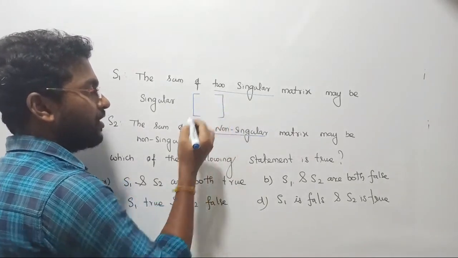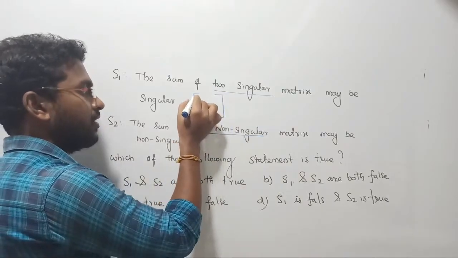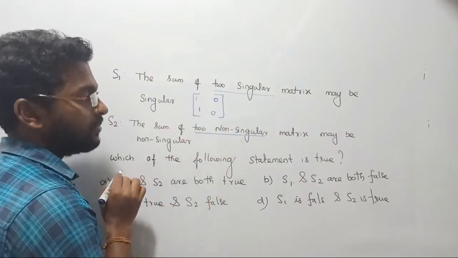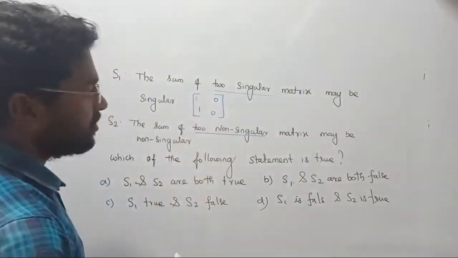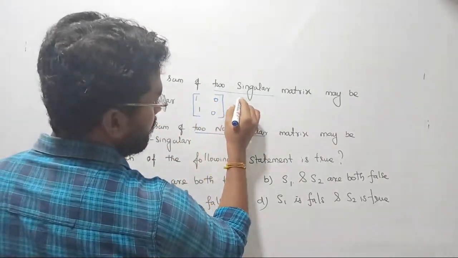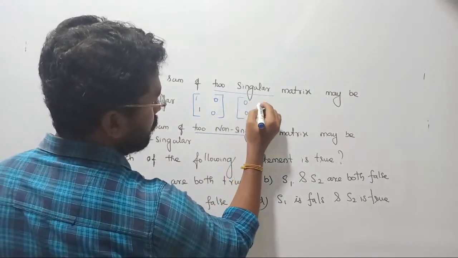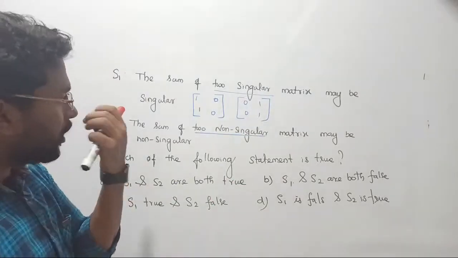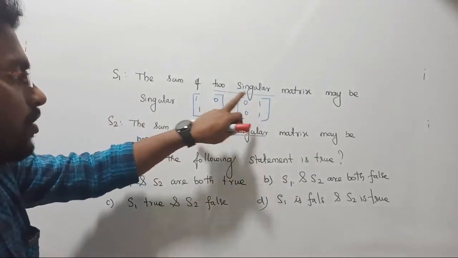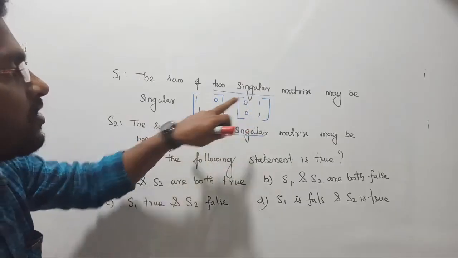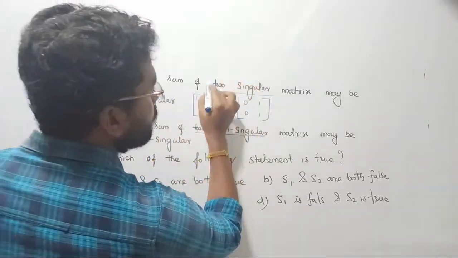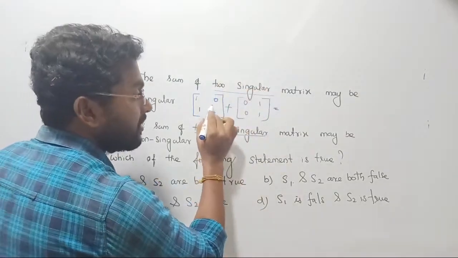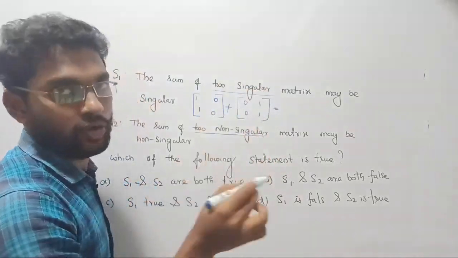Let's try. Let me take a matrix like this, with rows 1 0 and 0 0. The determinant of this matrix is 0. One more matrix, say 0 0 and 1 1. The determinant of this one is also 0. So both are singular matrices. Now the question is the sum of the two singular matrices. If I add these two, both should be singular, meaning the determinant should be 0.